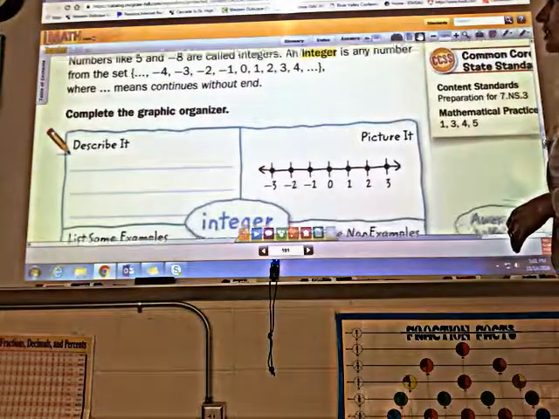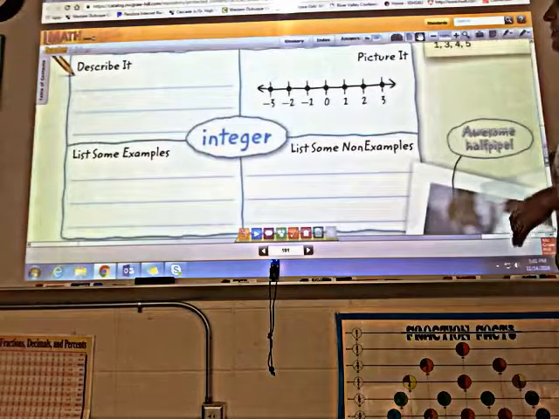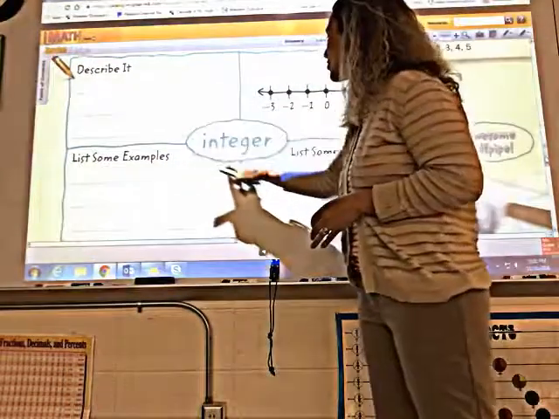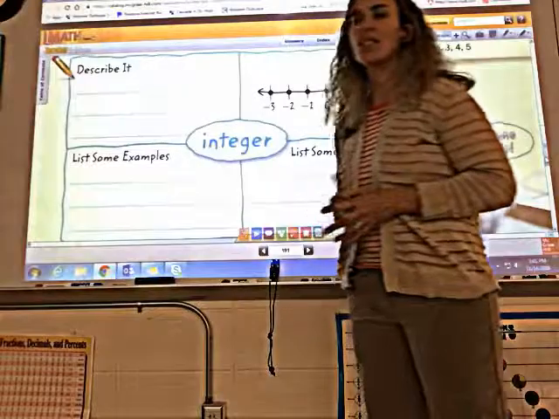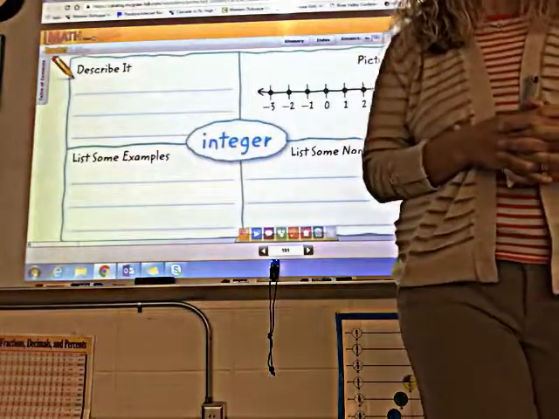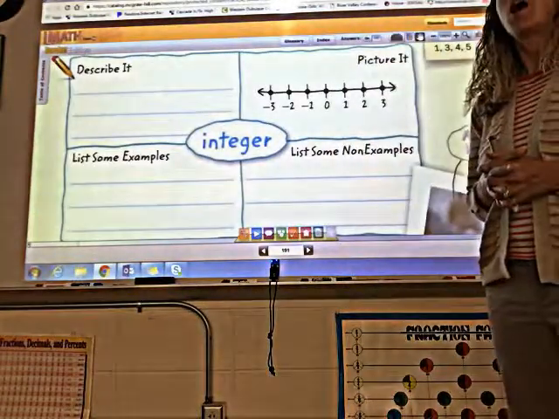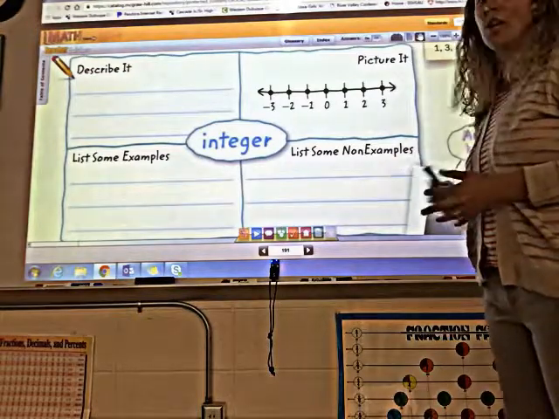Taking a look at the graphic organizer here, something to think about. We have the word integer in the middle. One of the things that it's asking you to do is to describe it. So think for a minute, how would you describe the word integer?